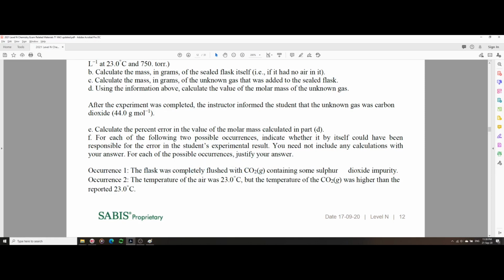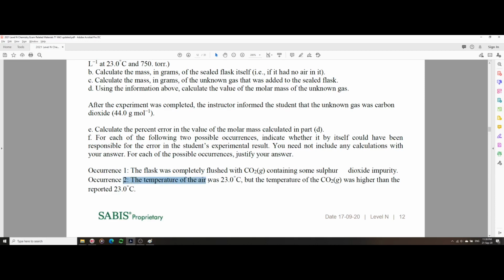So if you told me somehow you had nitrogen, which is 28, and carbon dioxide is 44, that's possible. Yes, it is a possible occurrence. Not sure if it chemically would work, but realistically, with calculations and all that, it would work. So occurrence 1 in this case, because they're using SO2, it is impossible.